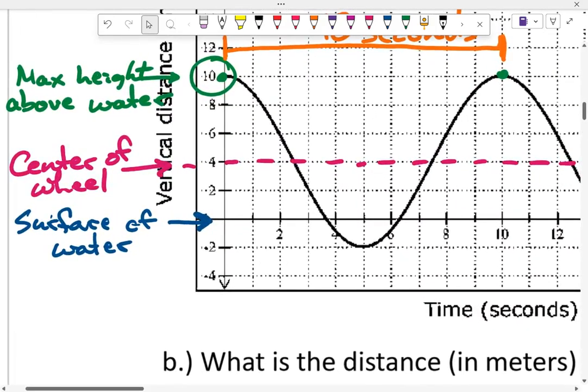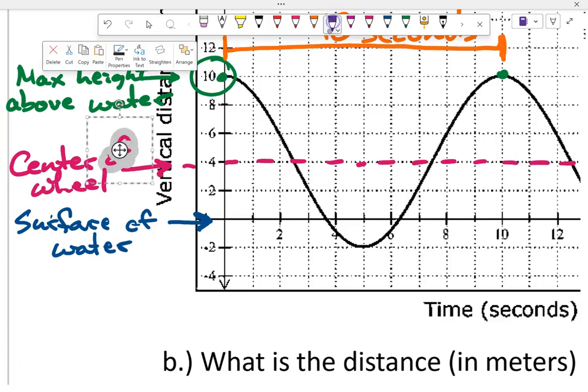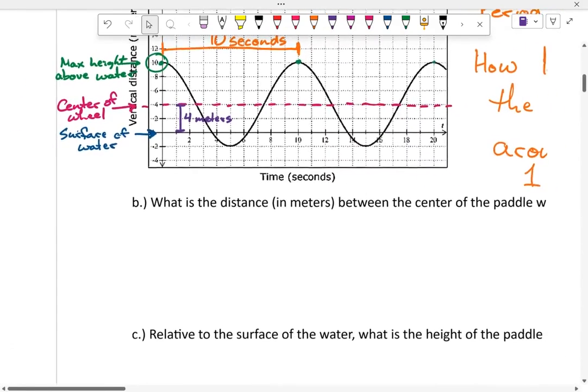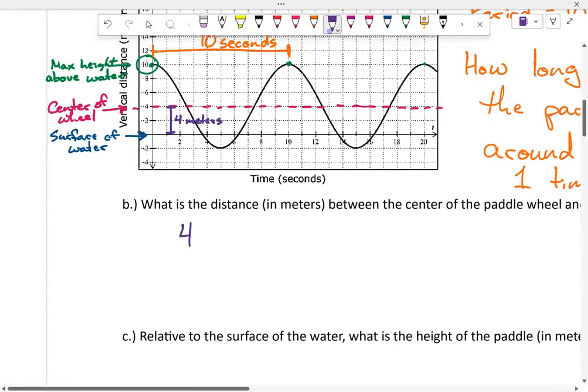What's our distance here? It's 2 marks, but 4 meters, right? So we see that that would be 4. That distance right here is 4. So we have that distance from the center of the wheel to the surface of the water is 4 meters. All right, so we've answered that one, 4 meters.